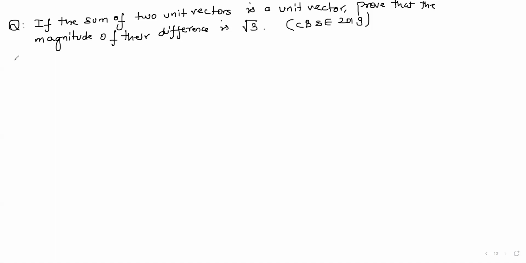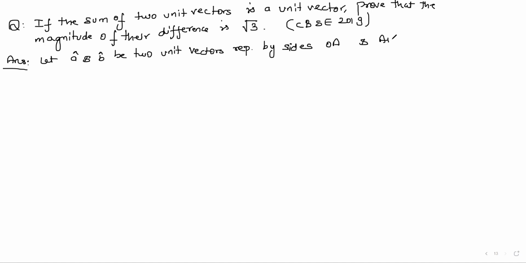Okay, I will agree in this. If the sum of two unit vectors is a unit vector, okay. So first we let the unit vectors. Let this and this be two unit vectors represented by sides OA and AB of a triangle OAB. So this one.